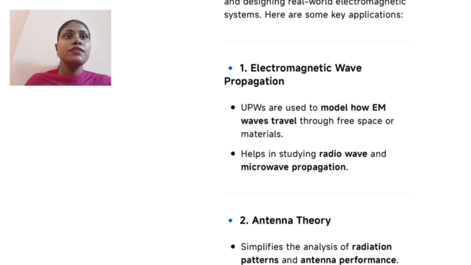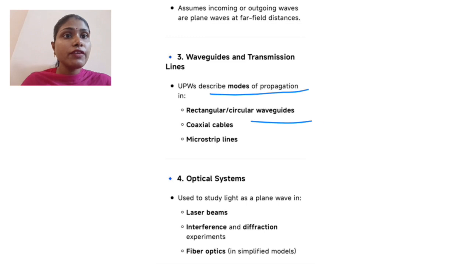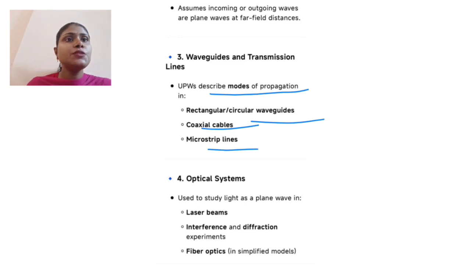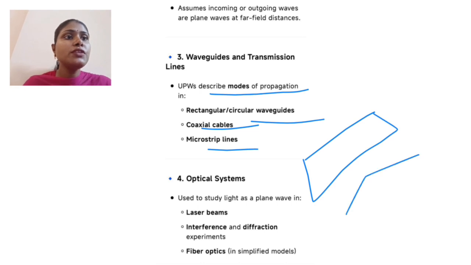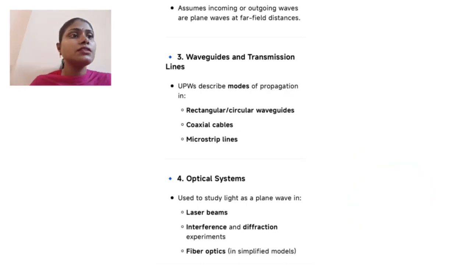So the next one is waveguides and transmission lines. UPW describes models of propagation. It could be a rectangular or circular waveguide, coaxial cables, microstrip lines. So how do we transmit it? It could be a rectangular waveguide, it could be a circular waveguide, or it could be coaxial cables. So let's discover what a coaxial cable is.